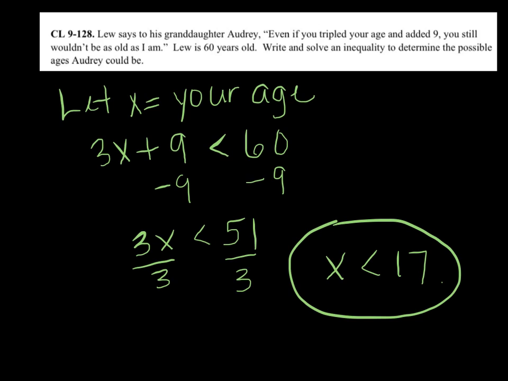Finally, in this problem, you were asked to write and solve an inequality to determine the possible ages Audrey could be. If you tripled her age and added 9, you still wouldn't be as old as 60. So we're not going to write equal to 60, we'll just write less than 60. When you solve for x, you'll get x is less than 17. So Audrey could be any ages less than 17.